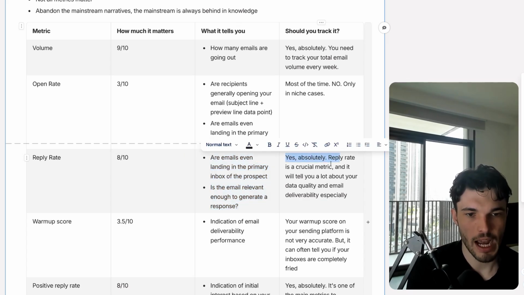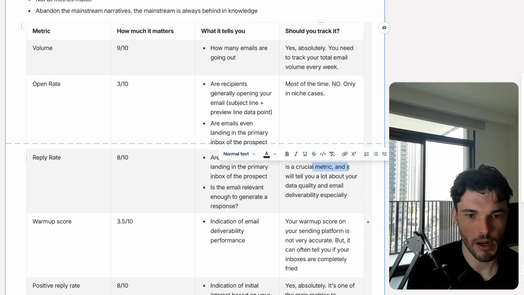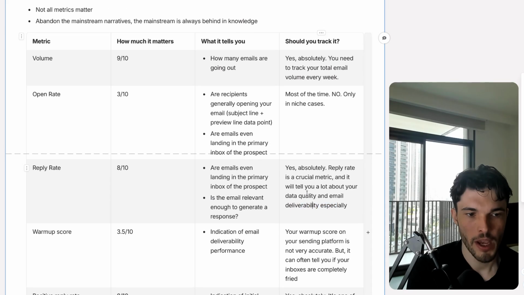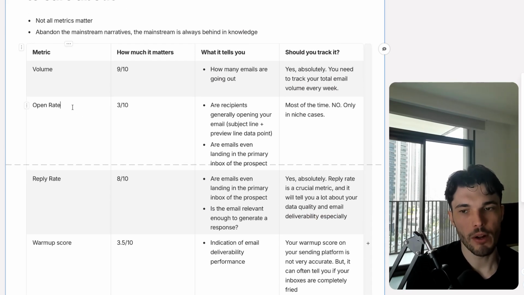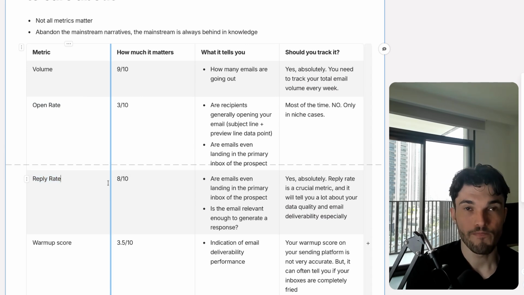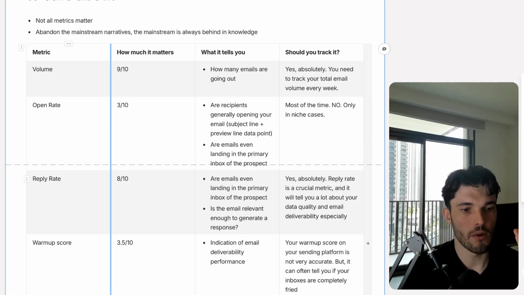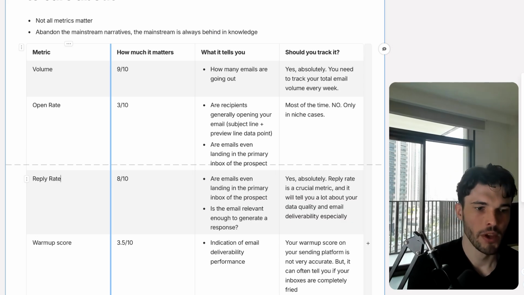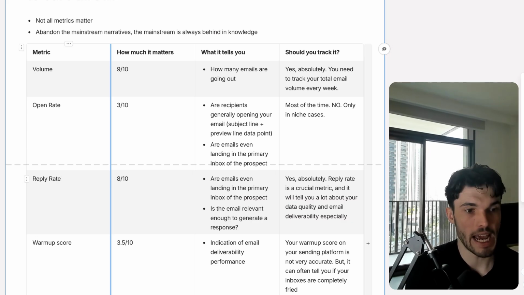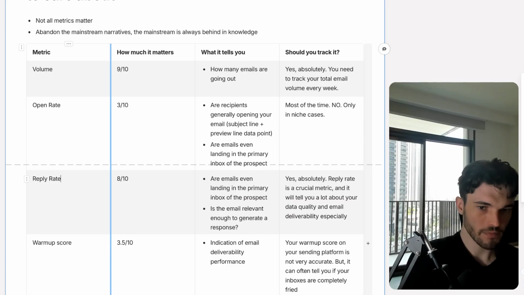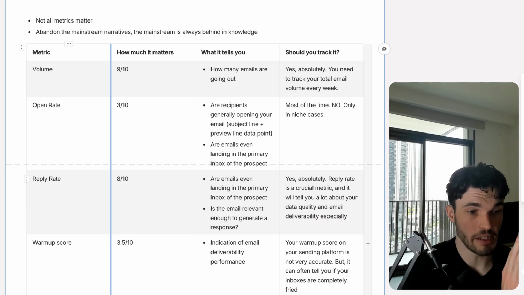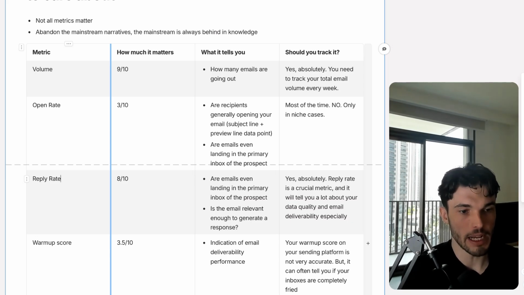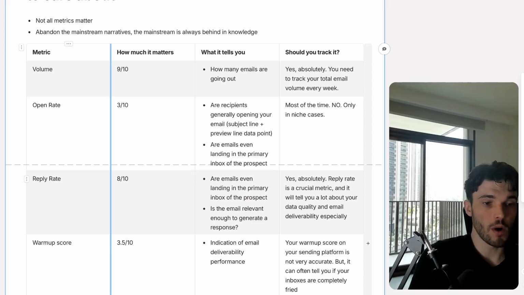Should you be tracking it? Yes, absolutely. Reply rate is a crucial metric, and it tells you a lot about your data quality and email deliverability, especially, right? The reason why it's better than open rate is that you can look at your reply rate as checking whether or not your prospects care at all and whether it's landing in their inbox, right? You should always have a baseline of negative responses coming through where people are saying, I'm not interested, right? If you're not getting any of those, then probably it's all landing in spam. But it could also just be because your offer is so irrelevant that people just immediately delete your email, right? So this is what reply rate is going to tell you about.